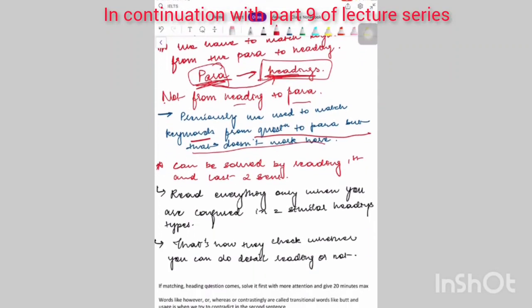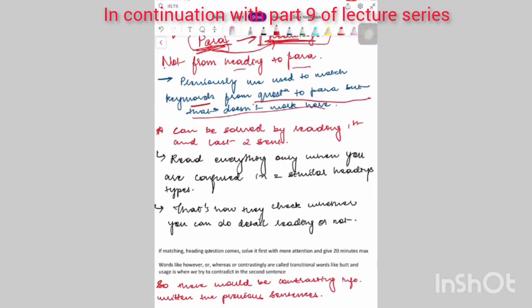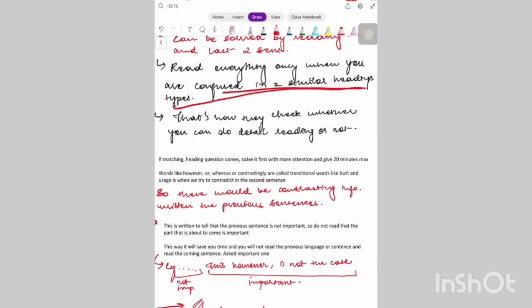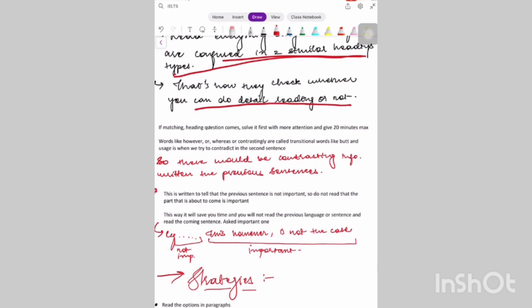So it can be solved by reading the first and last two sentences. Read everything only and only if you're confused between two similar heading types. Other than that, if you're not confused, do not read everything. And that's how they check whether you do detailed reading or not. If a matching heading question comes, solve it first with more attention and give a maximum of 20 minutes, not more than that.